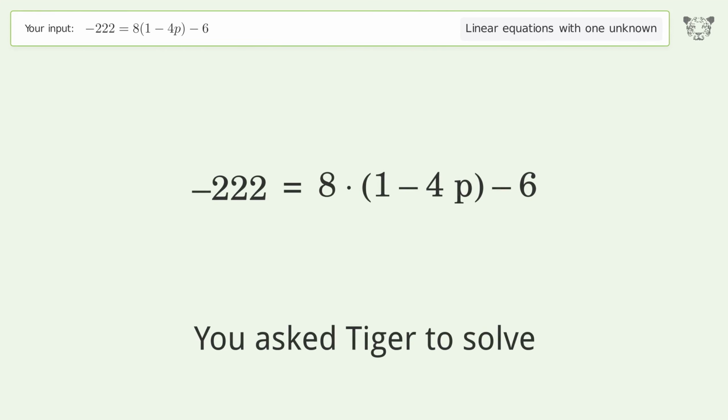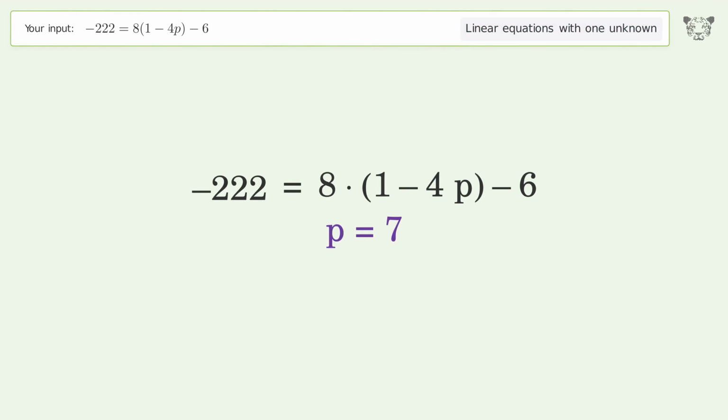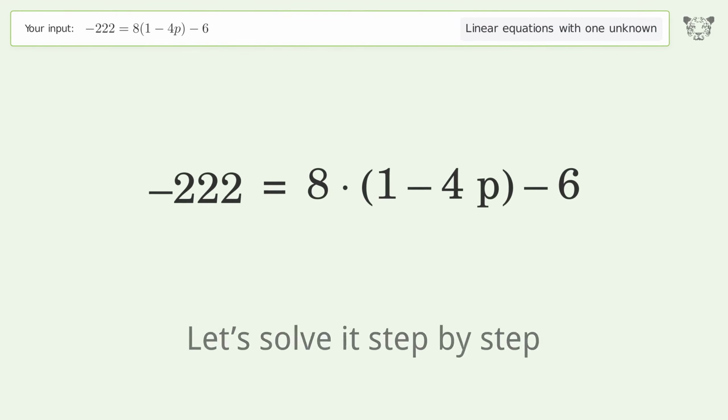You ask Tiger to solve this. This deals with linear equations with one unknown. The final result is p equals 7. Let's solve it step by step.